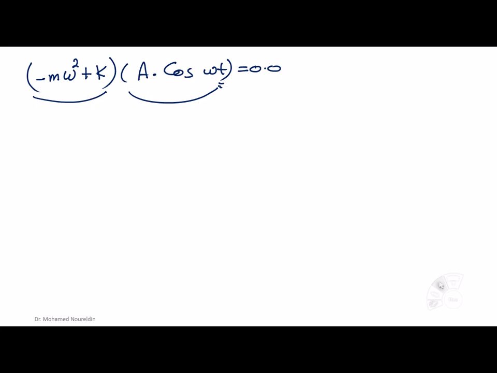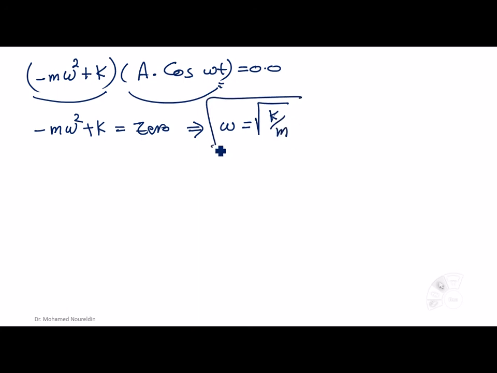Okay, so based on this, we are going to say that our system, in this case, which is minus m omega squared plus k, must equal 0, not this term, not the second term. Why? Because the second term has t, time, in it. So if we rearrange this, we find omega equals the square root of k over m. This is the most famous equation in dynamics.